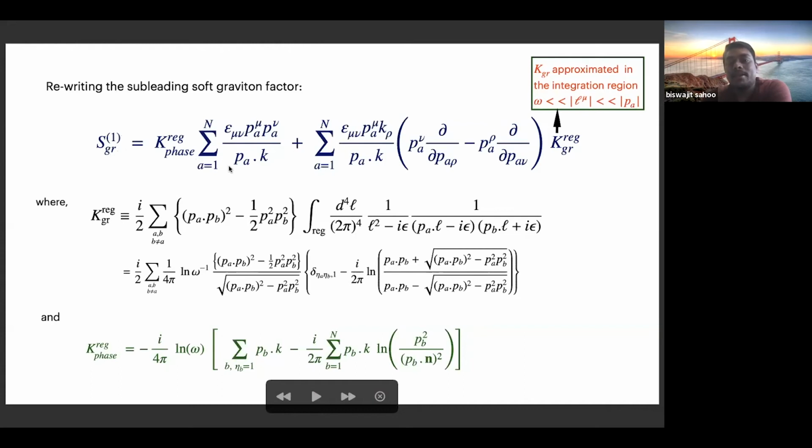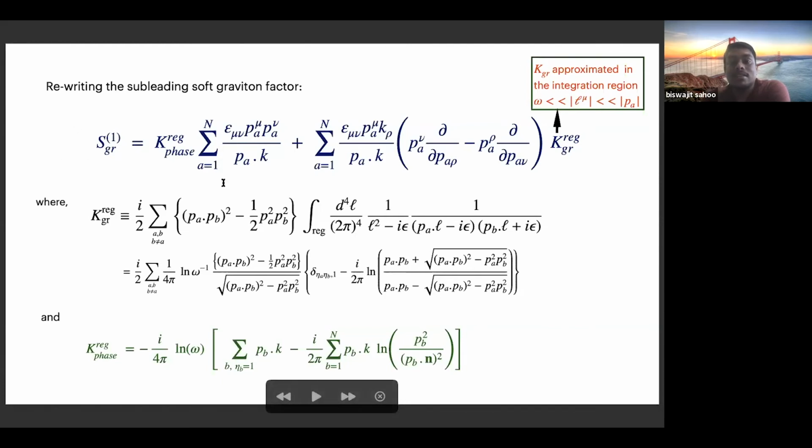This can be written as, whatever I was showing, this K phase term, which was the eikonal factor when the graviton is propagating from a finite energy particle to the soft graviton. If you evaluate this phase factor in a regulated range of integration, which is from the IR cutoff to the energy of the soft graviton, and you multiply it to the leading soft factor, and similarly this is the tree-level subleading soft factor operating on an eikonal factor, which is when the graviton is propagating from two finite energy particles, but now regulated in a range where the loop momentum is greater than omega and less than the energy of the finite energy particles.